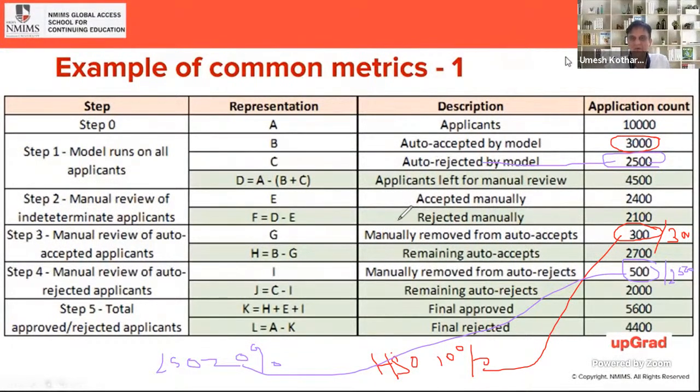And override rate, therefore, is: what is in the numerator is all the rejects and accepted that you did manually, which is this, and this. So that's 800. And it gets divided by this 3000 plus 2500, and that is 5500, which equals 14.5%. Okay, clear about this, guys? Any questions, anybody? Good.